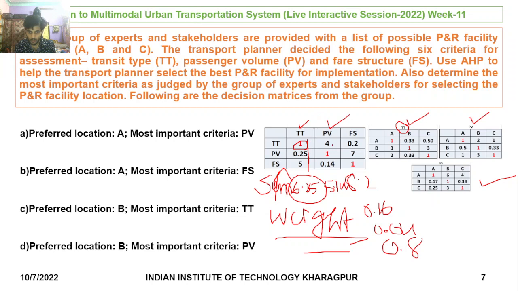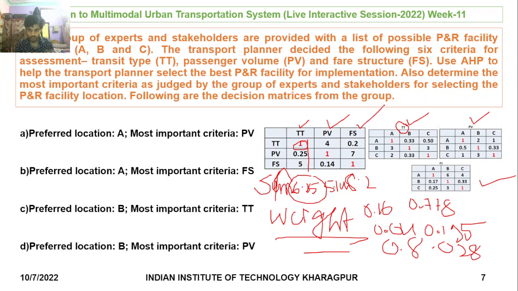Now for PV we know that it is 5.14, right? And then 4 by 5.14 comes out to be 0.778. Now the second one is 1 by 5.14, 0.195. Then the third one is 0.028, right? So for this and this we got the values.